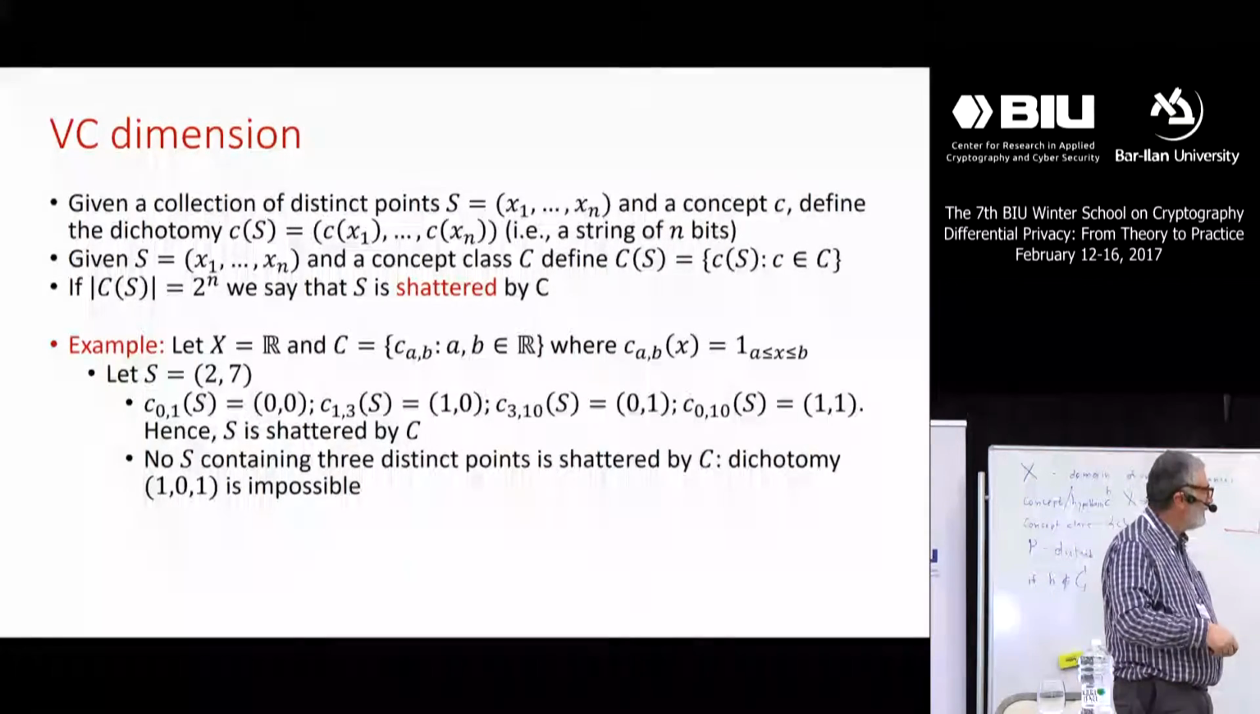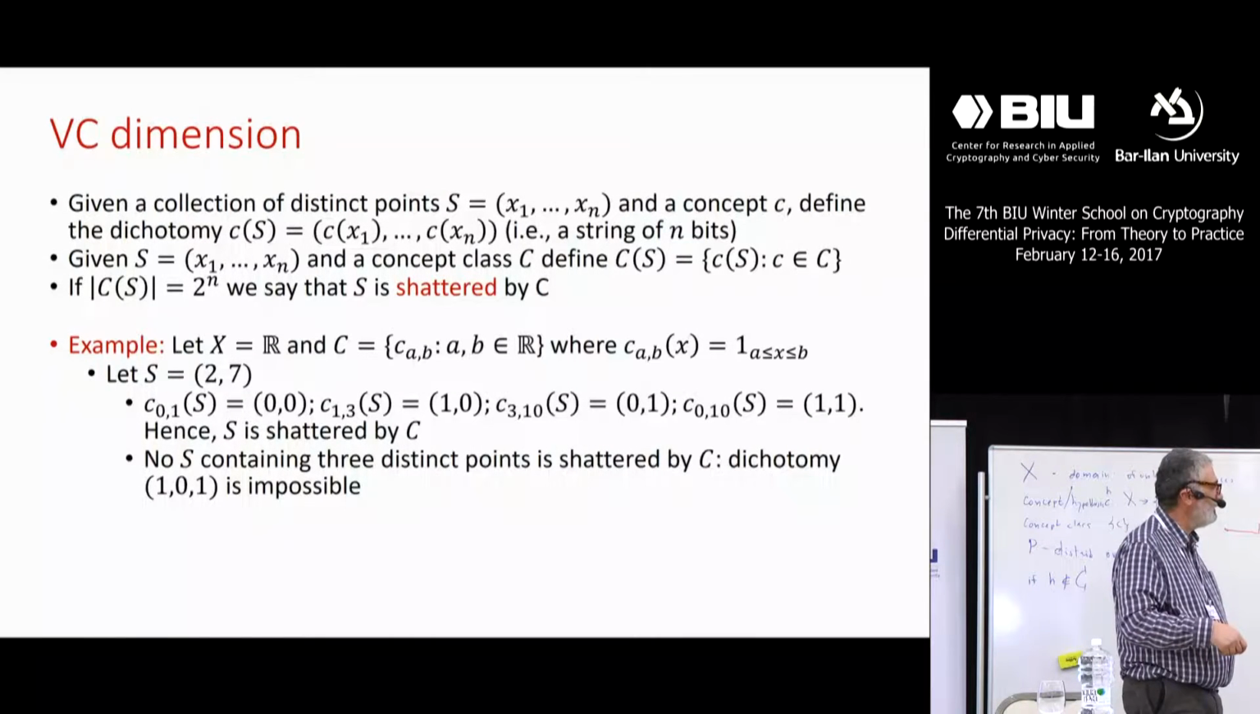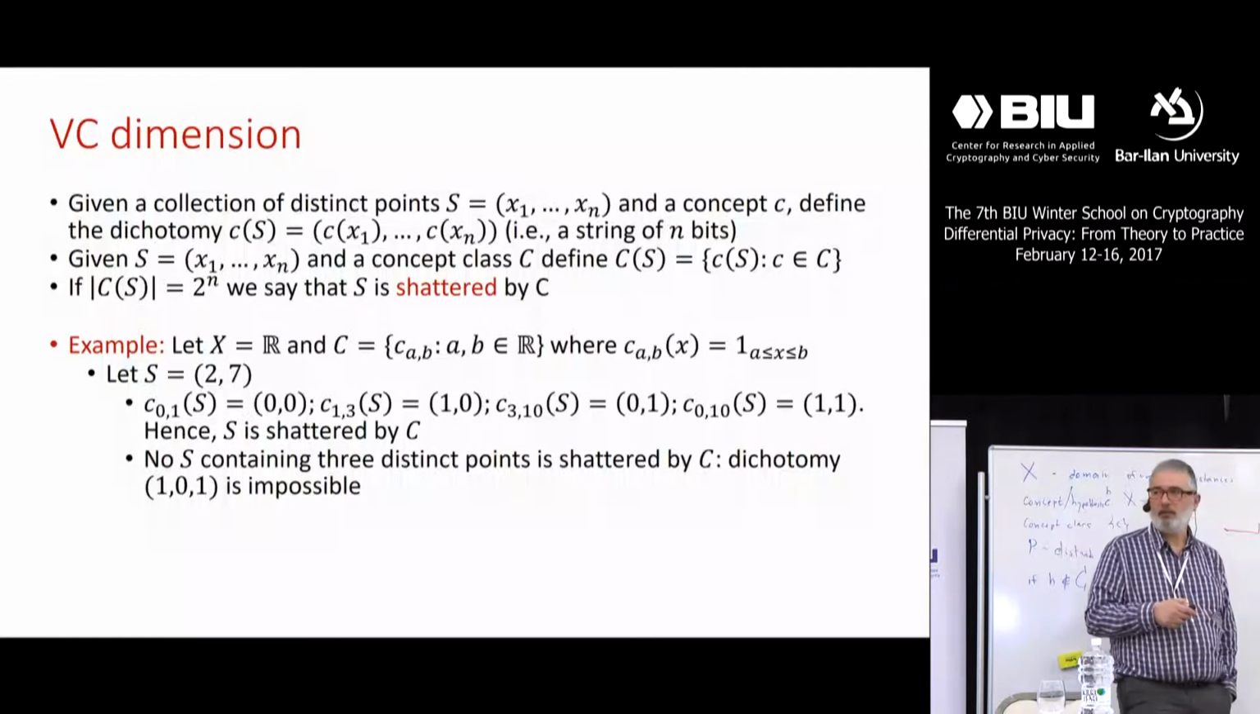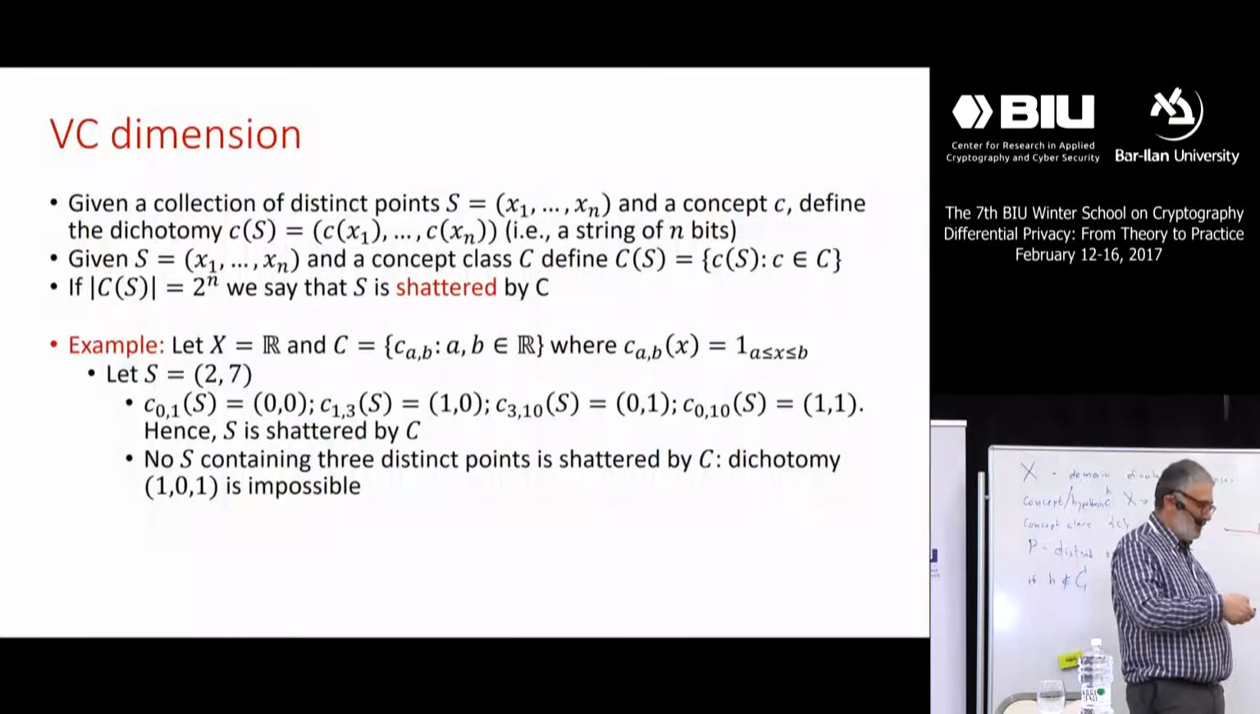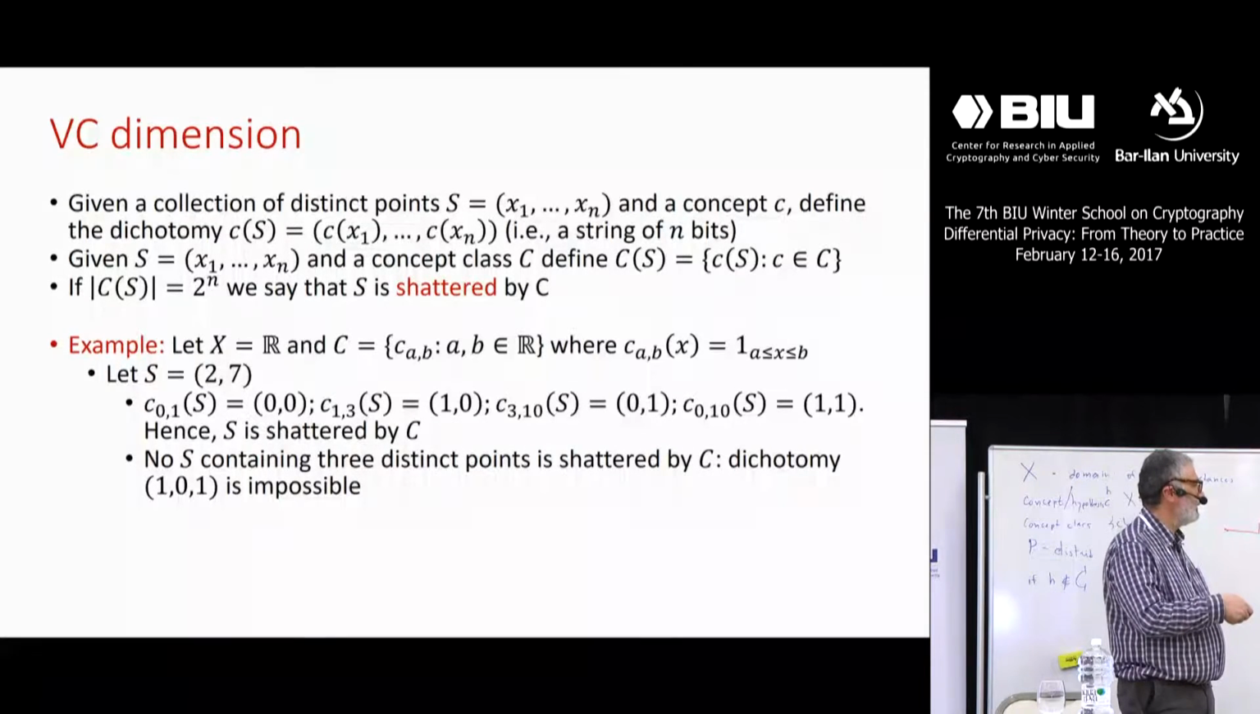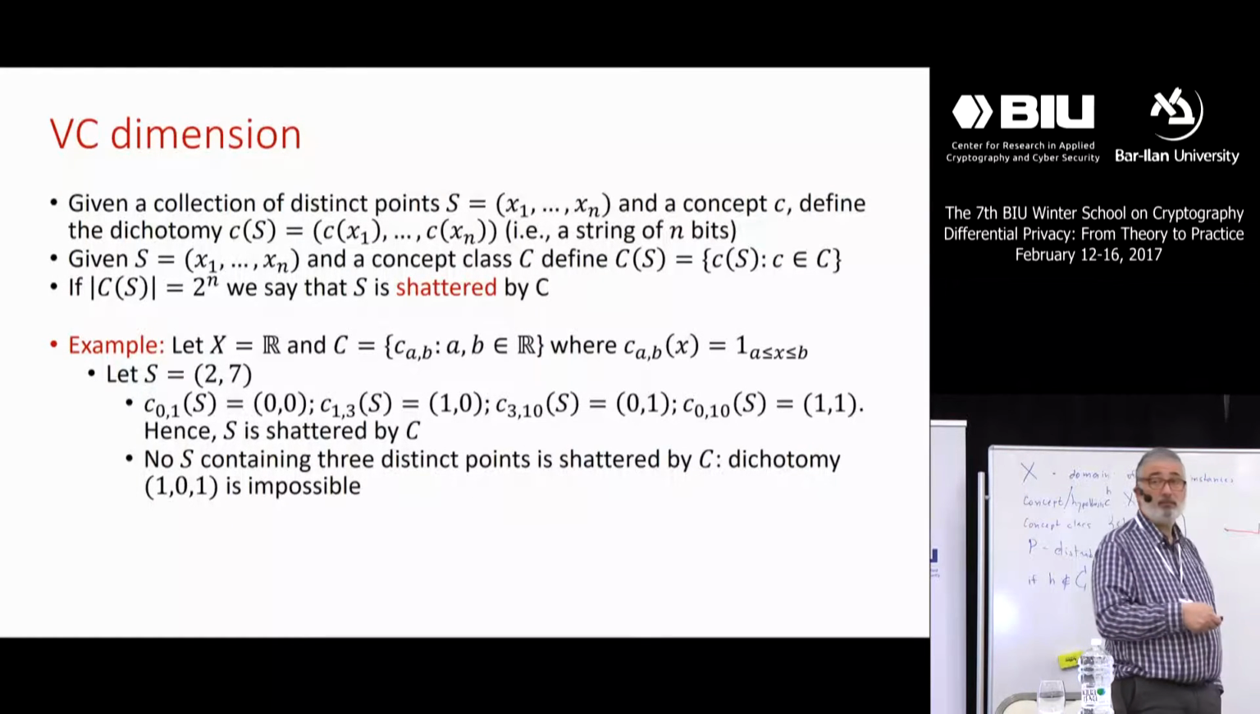But if we look at any set that contains 3 distinct points, it cannot be shattered here, because if the points are ordered from left to right, we'll never get this labeling, okay? We'll get 1, 1, 1, but we'll not get 1, 0, 1. So with this concept class, there exists at least one set, actually many sets, of size 2 that are shattered, but no set of size 3 is shattered, okay?